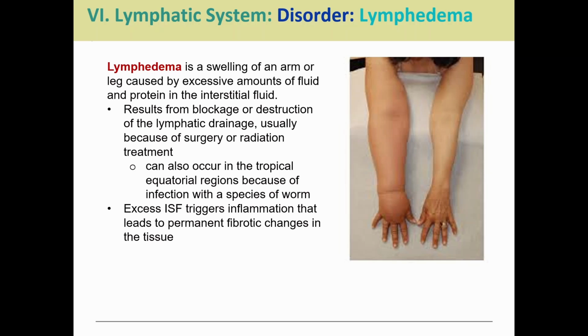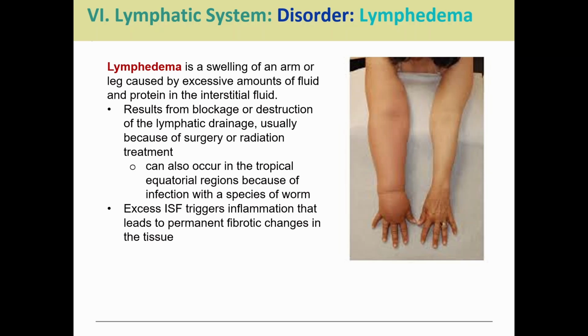But if your lymphatic system is not functioning properly and cannot pull up that extra fluid, we end up with a condition called lymphedema. Usually we see this in an arm or a leg, and they swell because there's so much fluid in between the cells. Either something has blocked or destroyed parts of the lymphatic drainage system. Maybe we've had surgery or radiation, or we have certain infections. There are different things that can cause this.